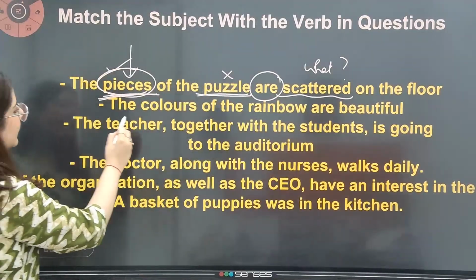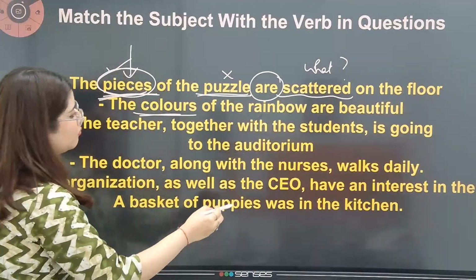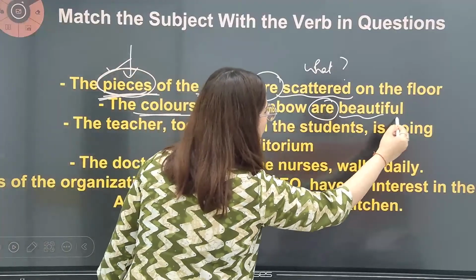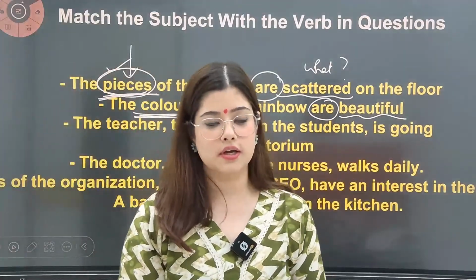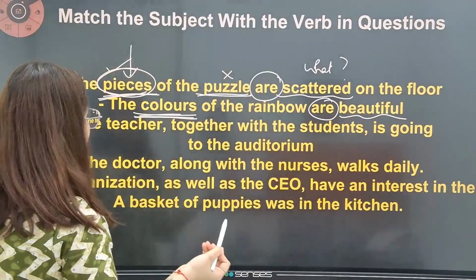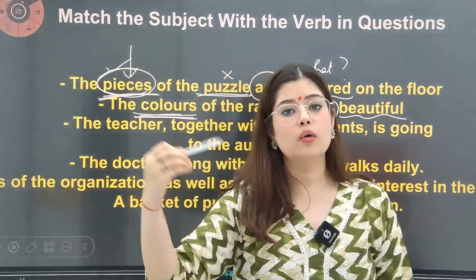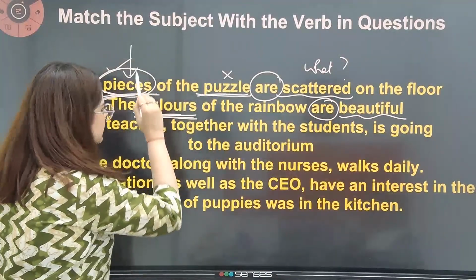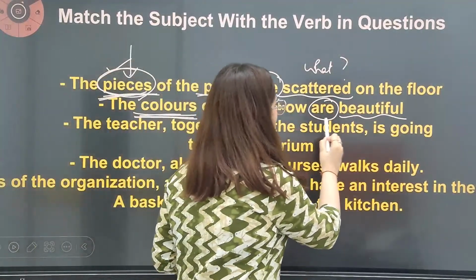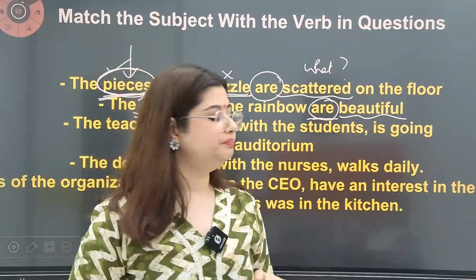Similarly, the colors of the rainbow are beautiful. What is beautiful? The colors, the different colors, multiple colors, right? We're talking about something which is more than one, the colors. So we are going to consider this and hence use a plural verb form.